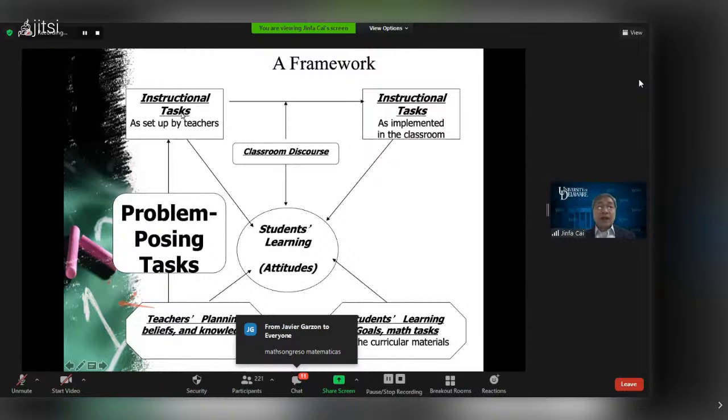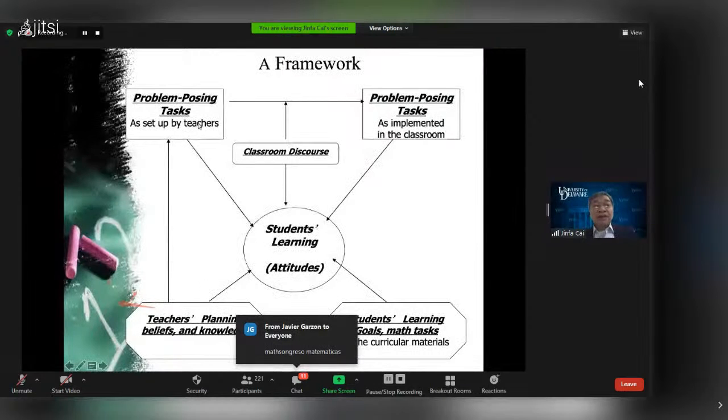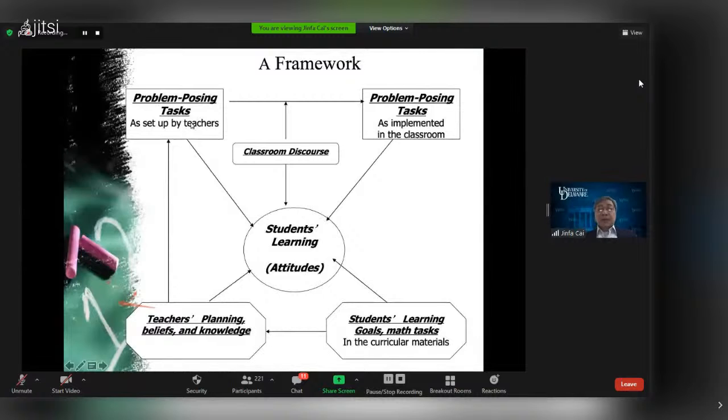In other words, we engage students in problem posing tasks. Then, through posing the problems, in the classroom they solve the students' own posed problems to reach the goal of learning. So that's what I mean by problem posing. Let me give you a little bit of flavor about what I mean by problem posing.